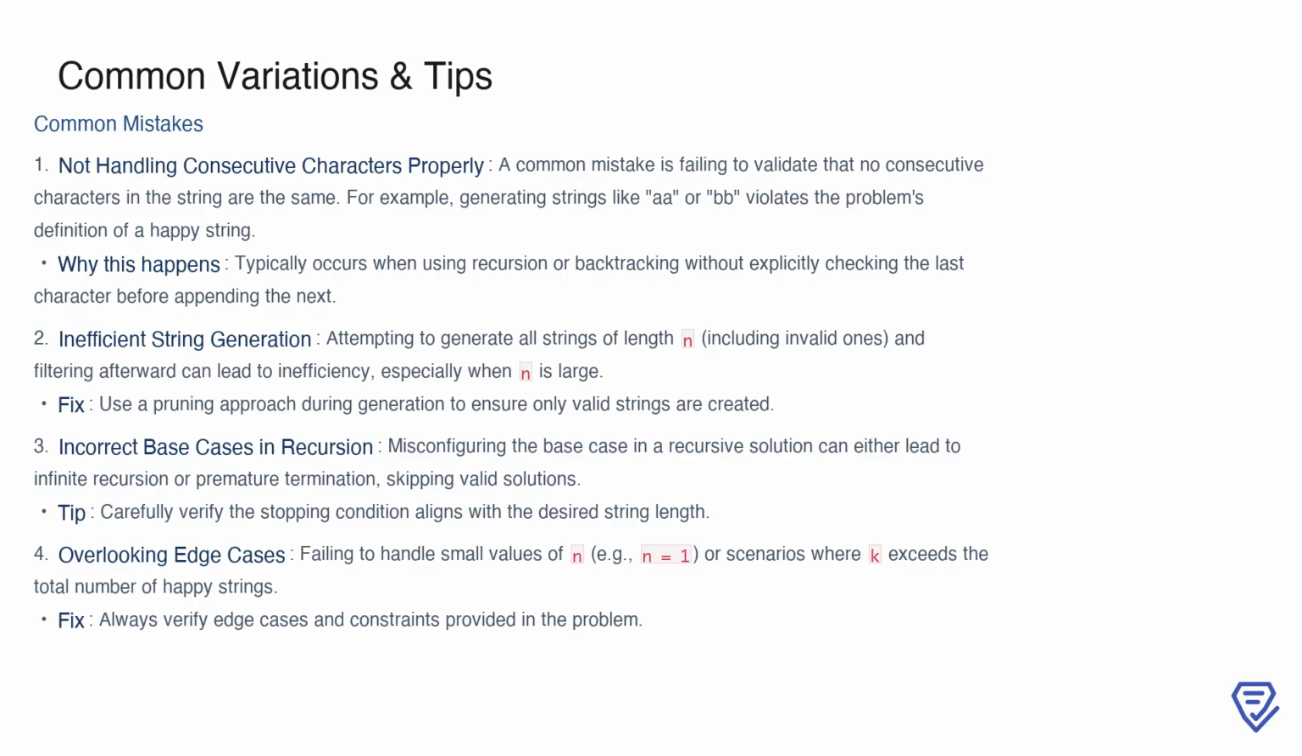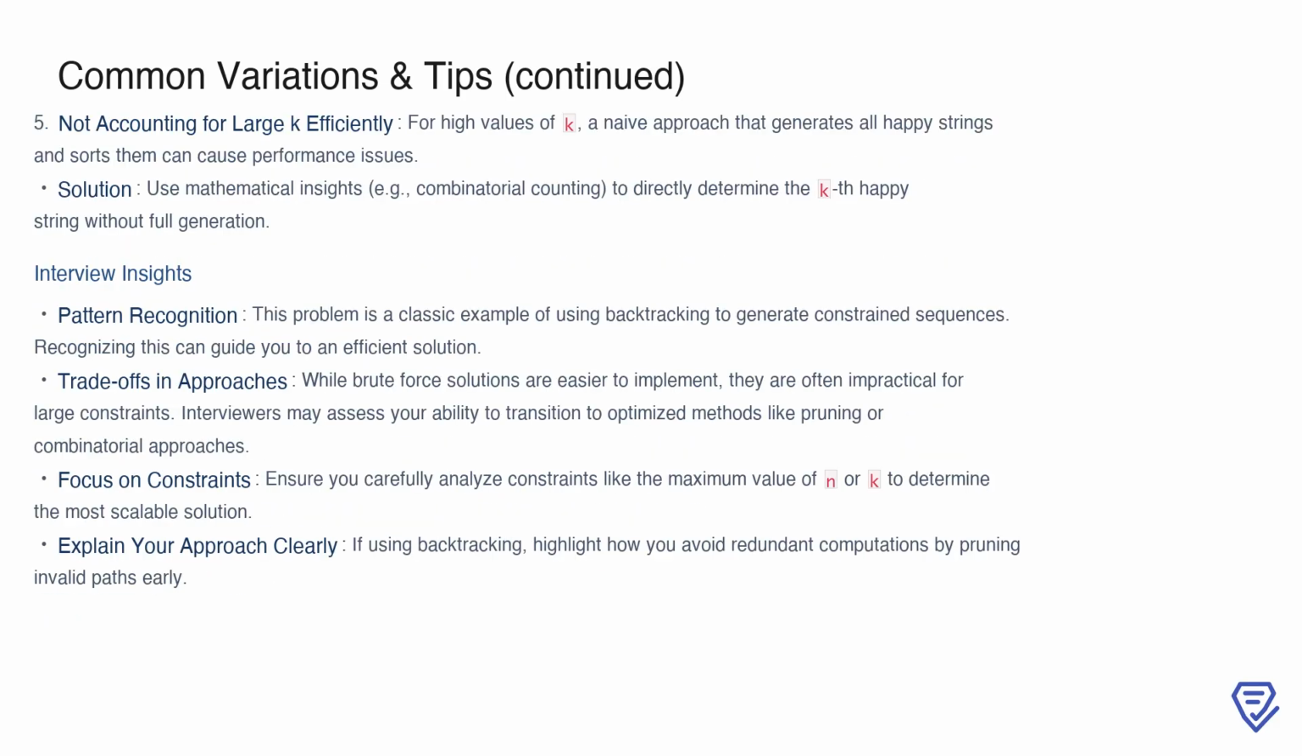Lastly, overlooking edge cases can cause problems. For example, small values of n like 1 or cases where k exceeds the total number of happy strings must be handled explicitly. Double-check edge cases and constraints to avoid such errors. Another challenge is efficiently handling large values of k. A naive approach, such as generating all happy strings and sorting them to find the kth string, can be incredibly slow for high values of k. Instead, leverage combinatorial counting to directly calculate the kth happy string without generating all strings.